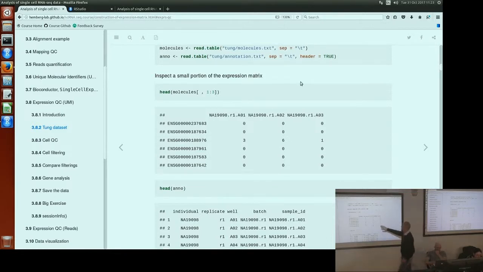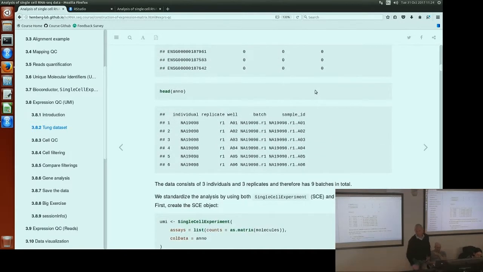And the cell IDs have 3 parts. So the first part is individual ID, the second one is the replicate ID, and the third one is the well ID. So if you look at the annotation matrix, annotation matrix describes your cells. So for each cell ID, this is your cell ID in the expression matrix, we have several columns describing what this ID means.